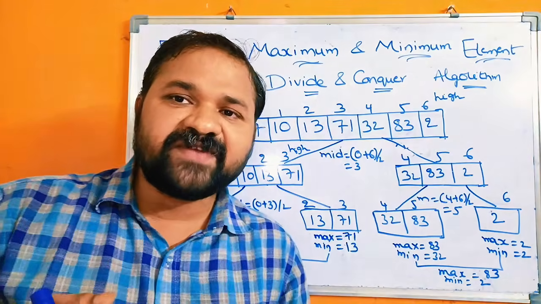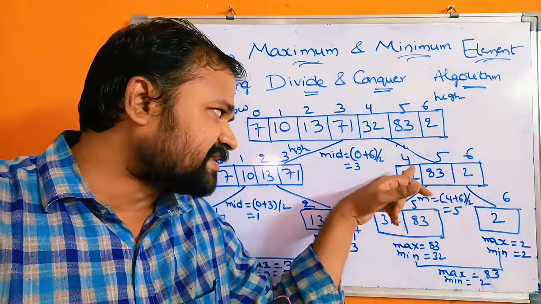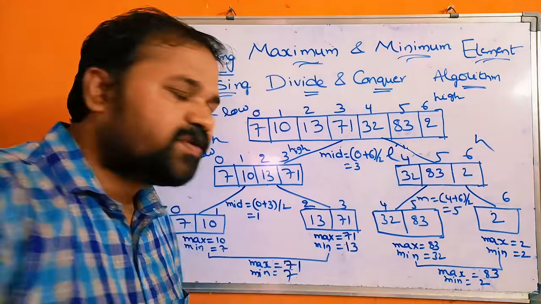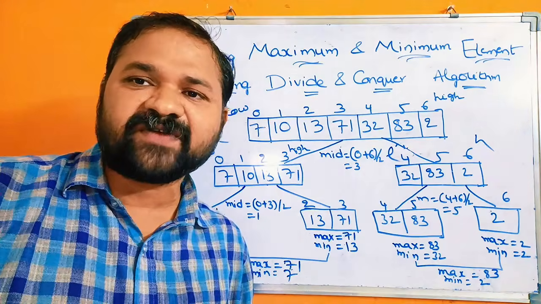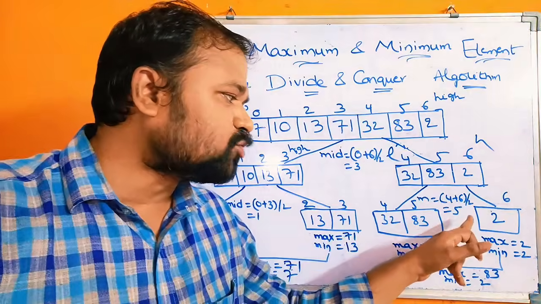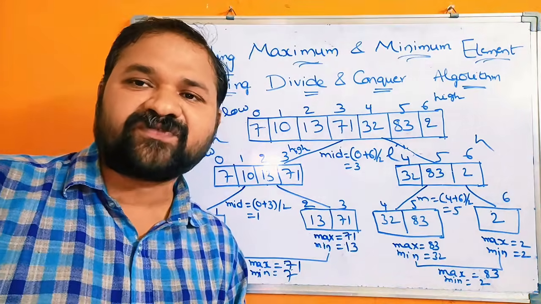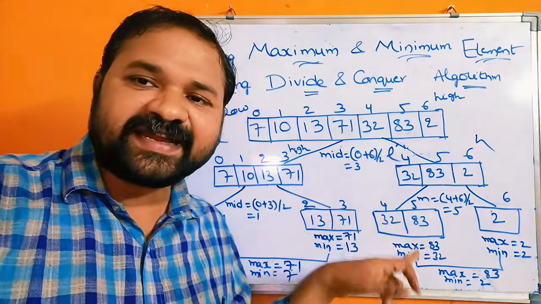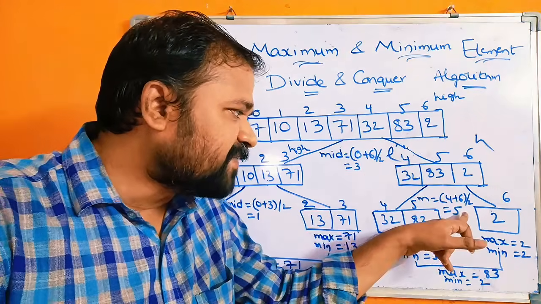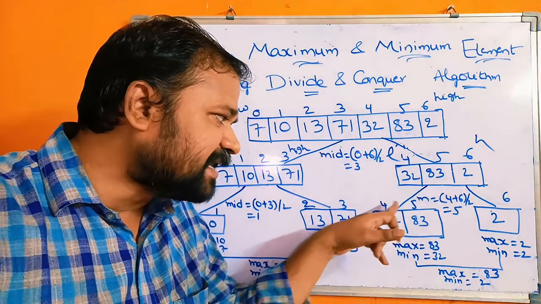Okay. Likewise, we have to solve the other list also recursively. Once again, we have to calculate the mid value. For this list, low value is 4, high value is 6. We know the formula for the mid: mid is equal to low plus high by 2. So 4 plus 6 means 10, and 10 by 2 means 5. So now mid value is 5. Okay, we know that list 1 contains the elements from low to mid. What is low value? 4. Mid value is 5. So list 1 contains the elements from 4 to 5.